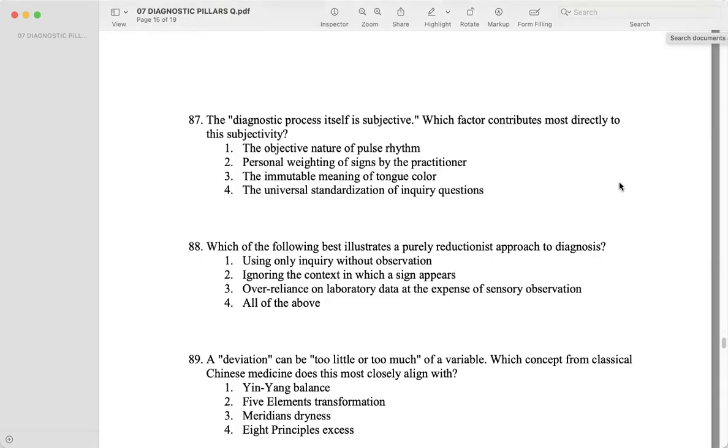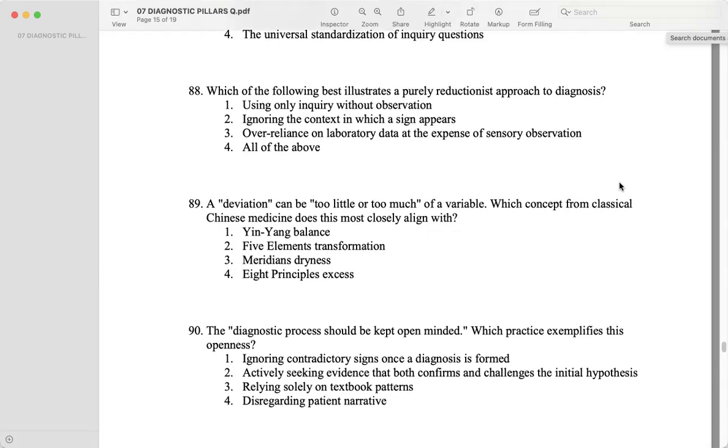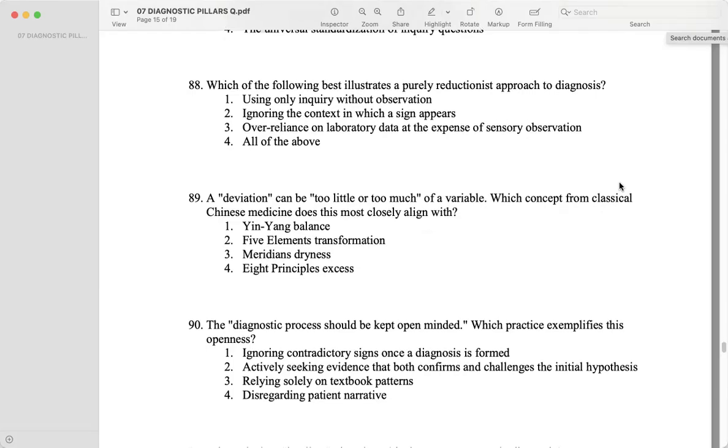Which factor contributes most directly to this subjectivity? Personal weighing of signs by the practitioner. Which of the following best illustrates a purely reductionist approach to diagnosis? All of the above. Only asking without observing, no? Ignoring the context in which a sign appears, and over-reliance on laboratory data.